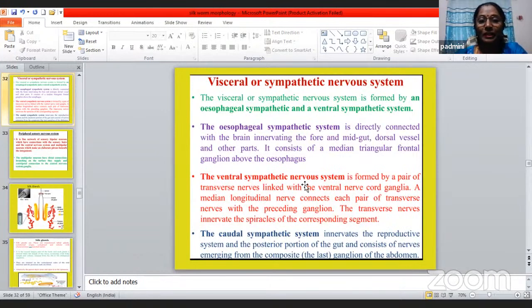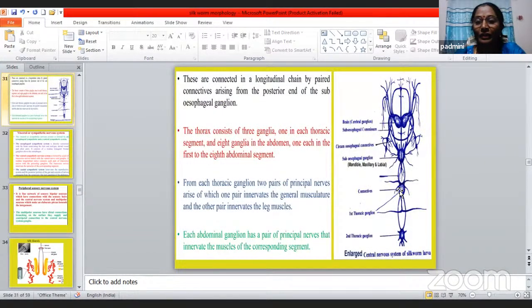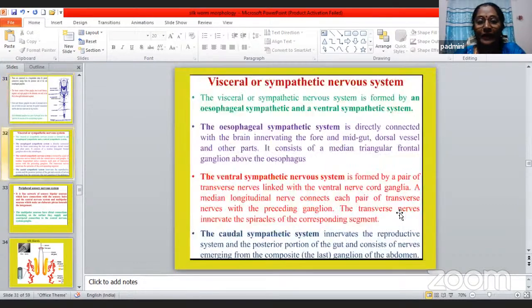The ventral sympathetic nervous system is formed by a pair of transverse nerves linked with the ventral nerve cord ganglia. A median longitudinal nerve connects each pair of transverse nerves with the preceding ganglion. So here, this is the ganglion over there. Then they are connected with the preceding ganglion over there. And the transverse nerves innervate the spiracles of the corresponding segment. So the spiracles also have to be innervated by nerves for the impulse to be sent to and fro, from the brain to the body part, and from the body part to the brain.